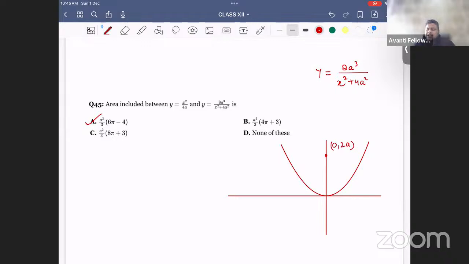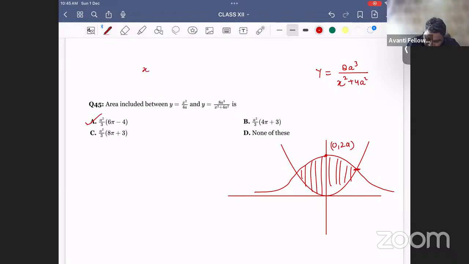Now this is pretty much clear. This is going to be the highest value because as x increases, this is going to be decreasing. And ultimately, as x approaches infinity, this is going to be 0. The graph will be something like this. So this is the area you are looking for. For this, I need to find this point. And to get this point, you have to solve these two curves.